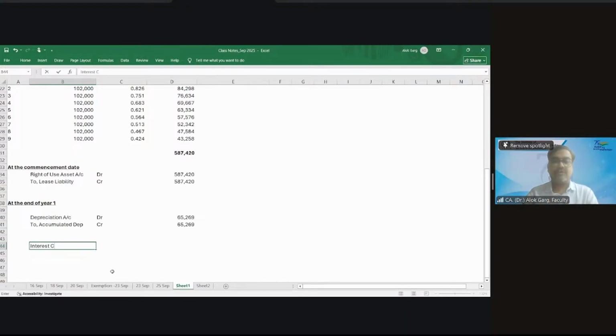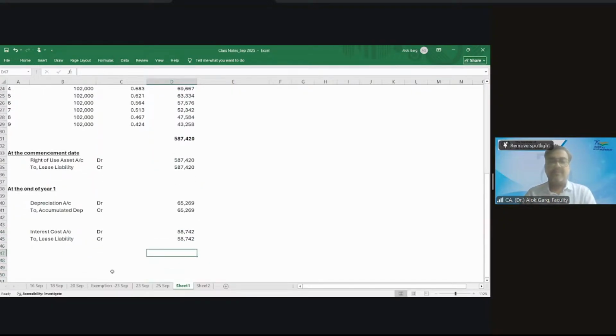Interest cost account debit. Interest expense account debit to lease liability. Interest cost account debit to lease liability. And what is the interest cost at the end of the first year? 10% of 587,420, multiply by 10%, right?